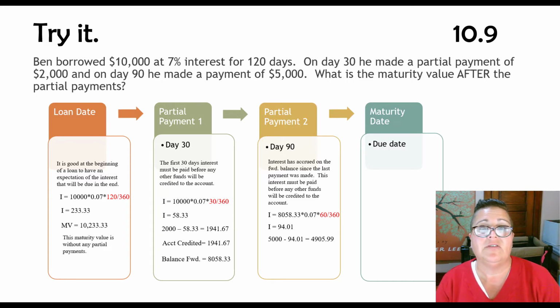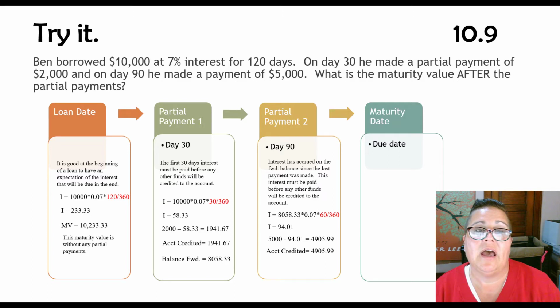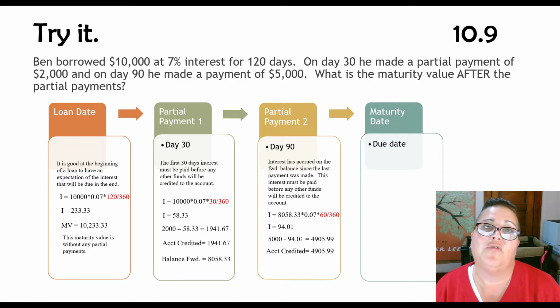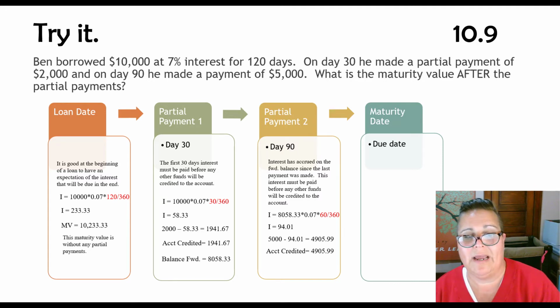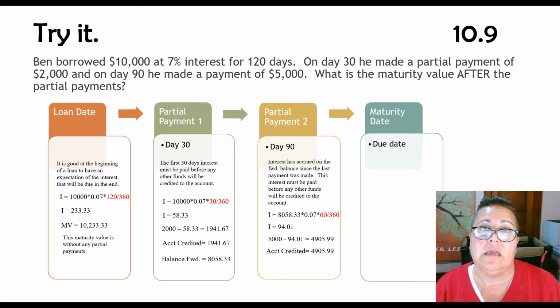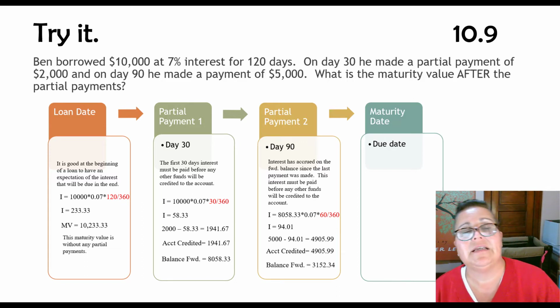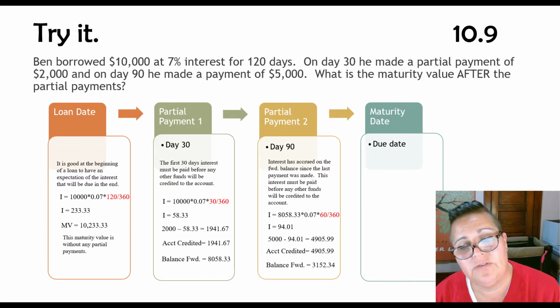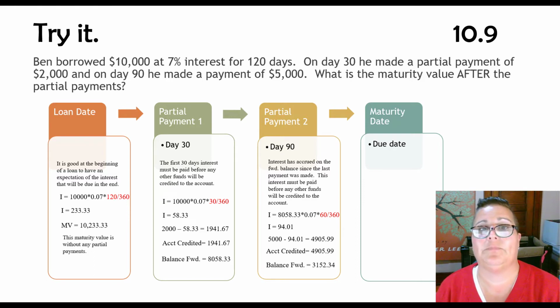of $5,000, leaving $4,905.99. So the account will be credited $4,905.99. That amount is going to be subtracted from the previous balance of $8,058.33. So 8058.33 minus the $4,905.99 gives us $3,152.34.